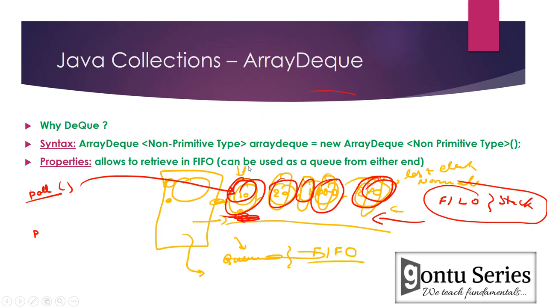It allows you to retrieve in FIFO, and can be used as a queue from either end. Meaning if you use it from left to right, then that is use as a queue. If you use it from right to left, then that becomes a stack. Or in general you can say you can use it as a queue from either end, from left to right or from right to left.